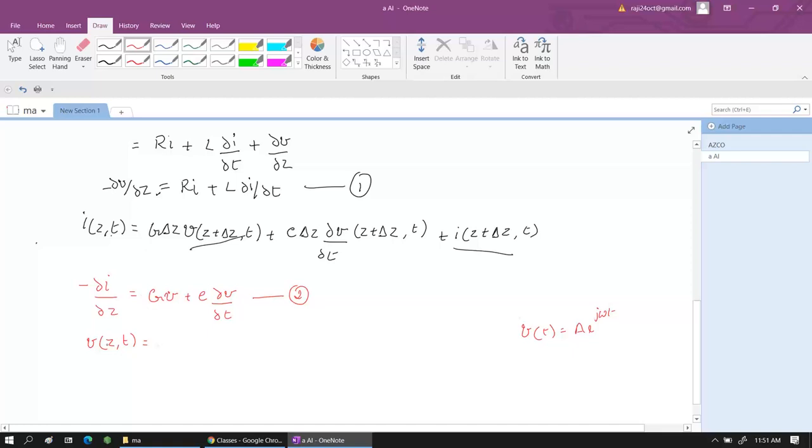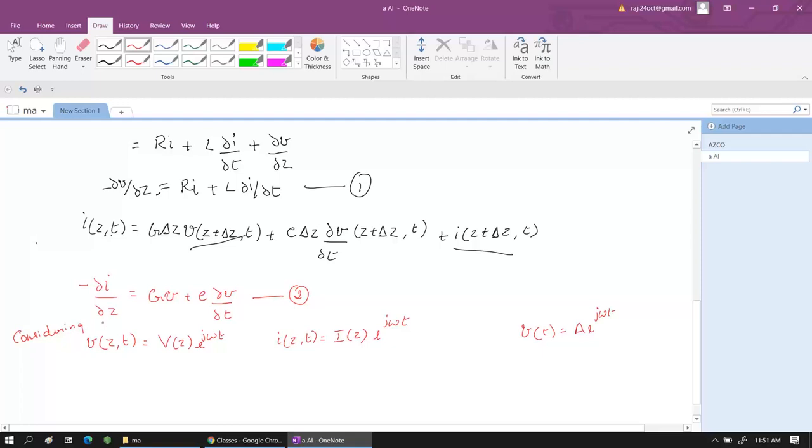So here it has a z term also. So we consider that amplitude as V of z, which is a function of z also, times e to the power j omega t, as well as I of z comma t is equal to I of z times e to the power j omega t. This is what we have to assume, or consider.